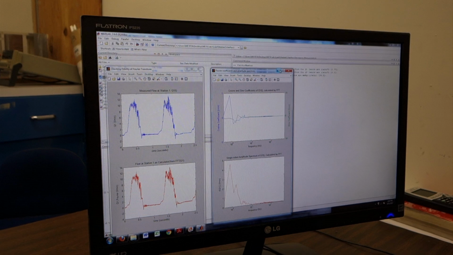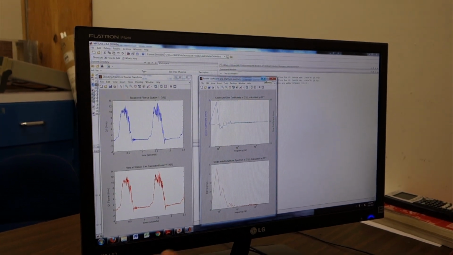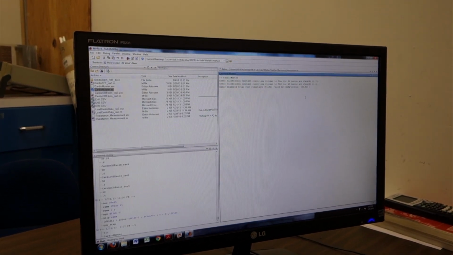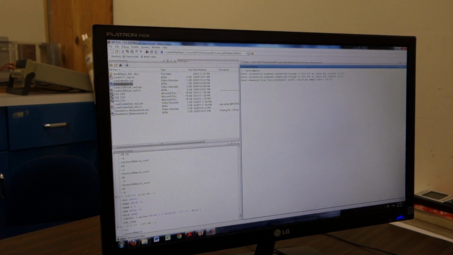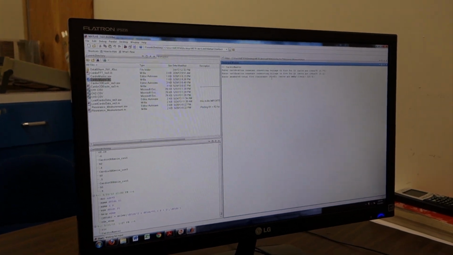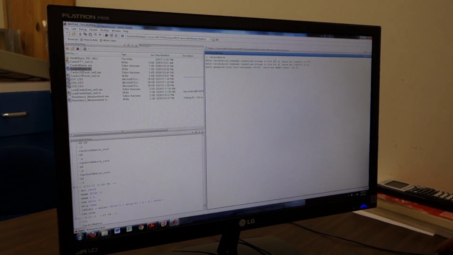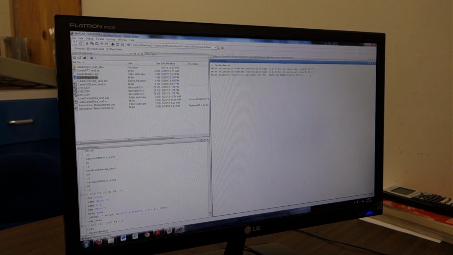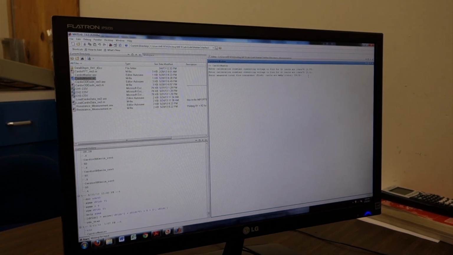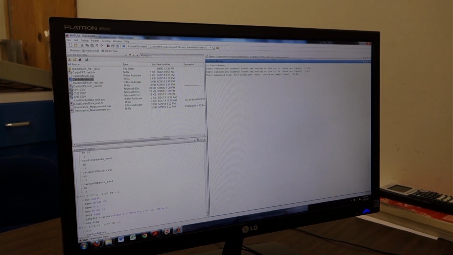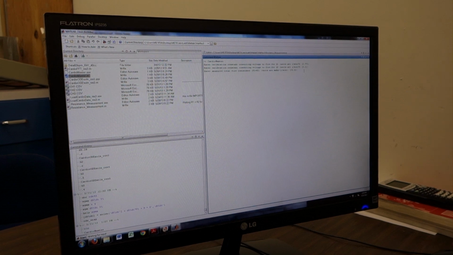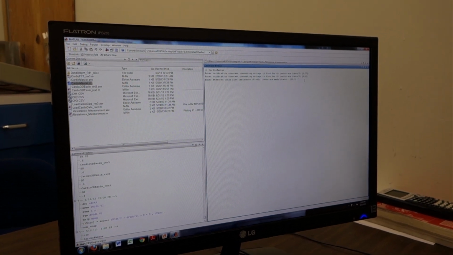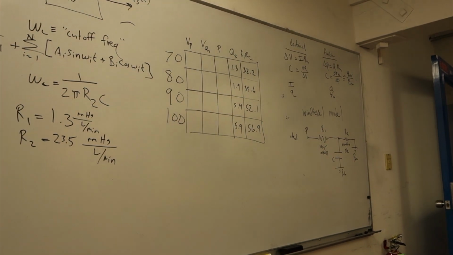Great, so we understand the Fourier transform, we understand that we've taken our data and split it up into cosines and sines. We're back to our command line here. It's asking us for the total flow resistance R1 plus R2. Now this is a value that we have to guess at, because we said we didn't know what the effective resistance was. Now we measured values that range between 32 and 56.9 millimeters of mercury per liter per minute.